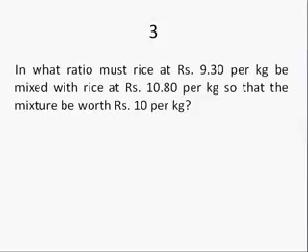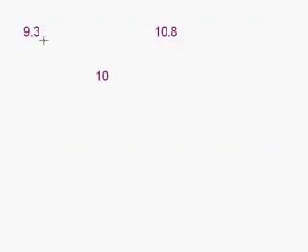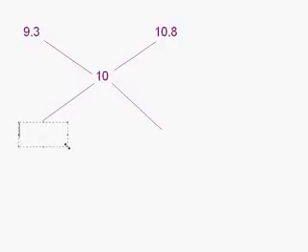So here also we can create the same rule of allegation chart. We'll write the values 9.3 here and 10.8 here. Okay, and the mixture will be 10, right? So the mixture is 10. Now we can mark up some lines here like this, and over here also like this. Now we need to subtract. So 10.8 minus 10 will be 0.8, and over here 10 minus 9.3 will be 0.7, right?